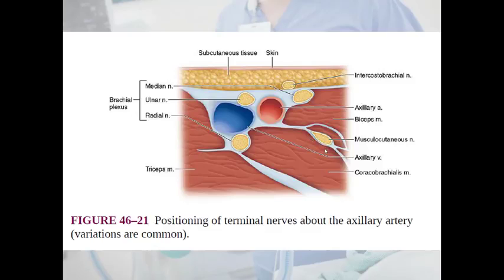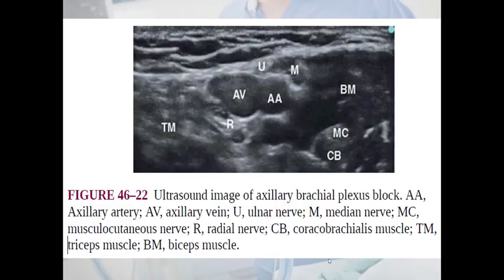Remember, when we are talking about a nerve block, we don't mean that we have to inject the anesthetic within the nerve. No. We have to inject the anesthetic around, in the surrounding part of the nerve, so that it will be anesthetized automatically. This is also an ultrasound picture, and here you can see the axillary artery, axillary vein and different muscles.